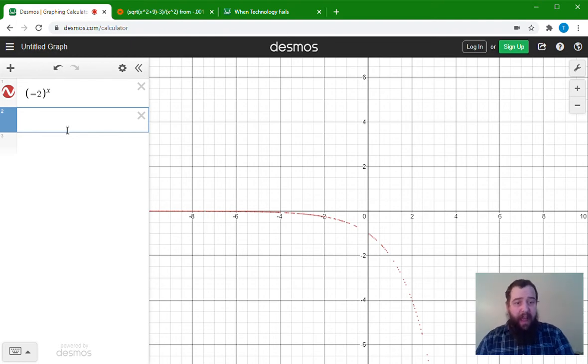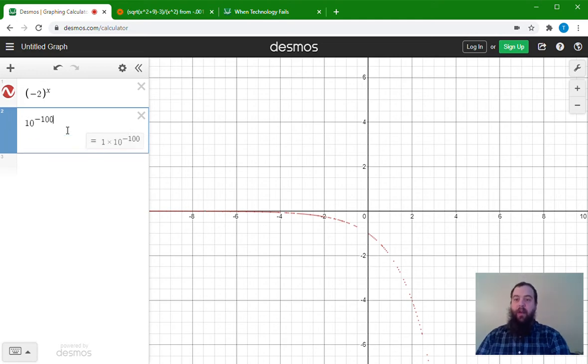And Desmos does not get exponents perfectly. Let's say we wanted to do 10 to the power of -100. Well, it knows what that is, right? This is just 0.0 and then 99 zeros and a 1. And it's very important to remember that 10 to the power of -100 is very, very close to 0, but it's not equal to 0. It's just the tiniest bit larger than 0.